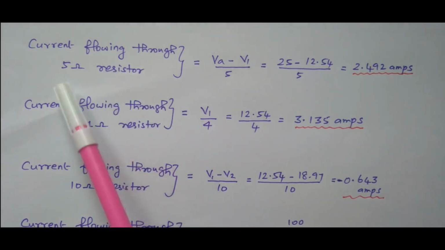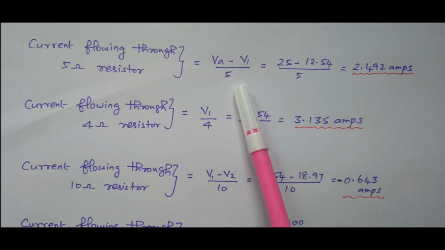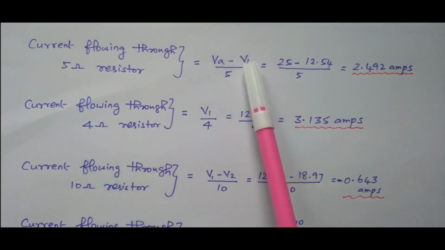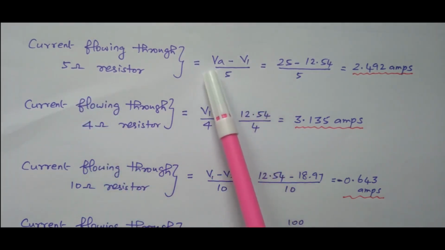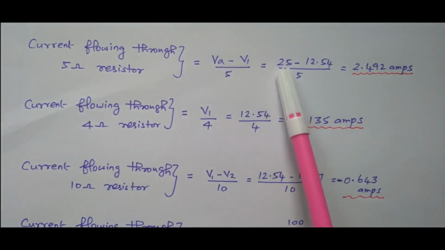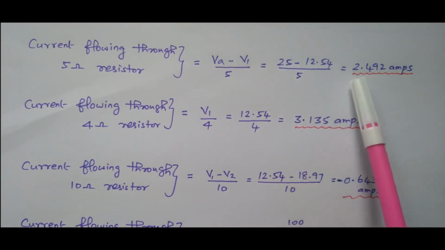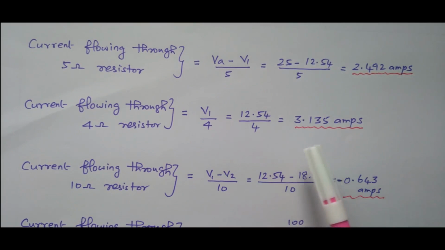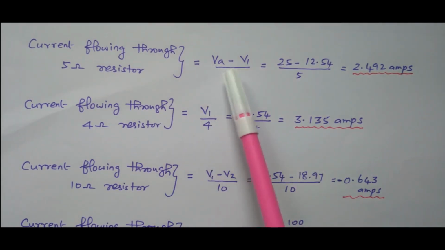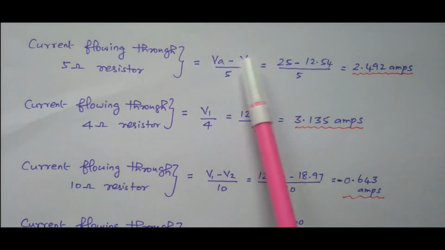Current flowing through the 5 ohm resistor is VA minus V1 divided by 5. The 5 ohm resistor is connected between node 1 and the supply voltage. So by substituting, VA is 25, V1 is 12.54, divided by 5, that is 2.492 amperes. By referring to the diagram, you can easily identify that this 5 ohm is connected between the supply and the first node, so it is VA minus V1.